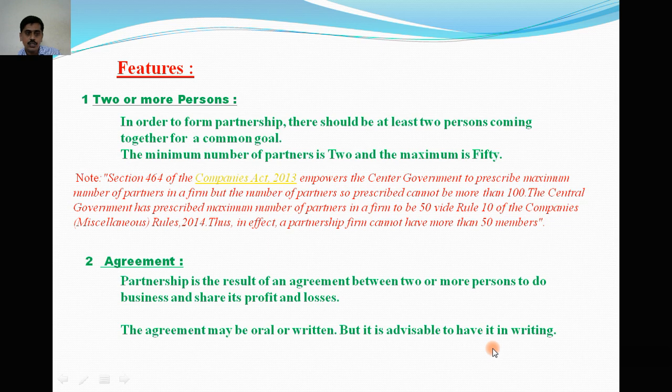Okay. Next, business. Partnership should carry out a business, and that business should be a lawful business.